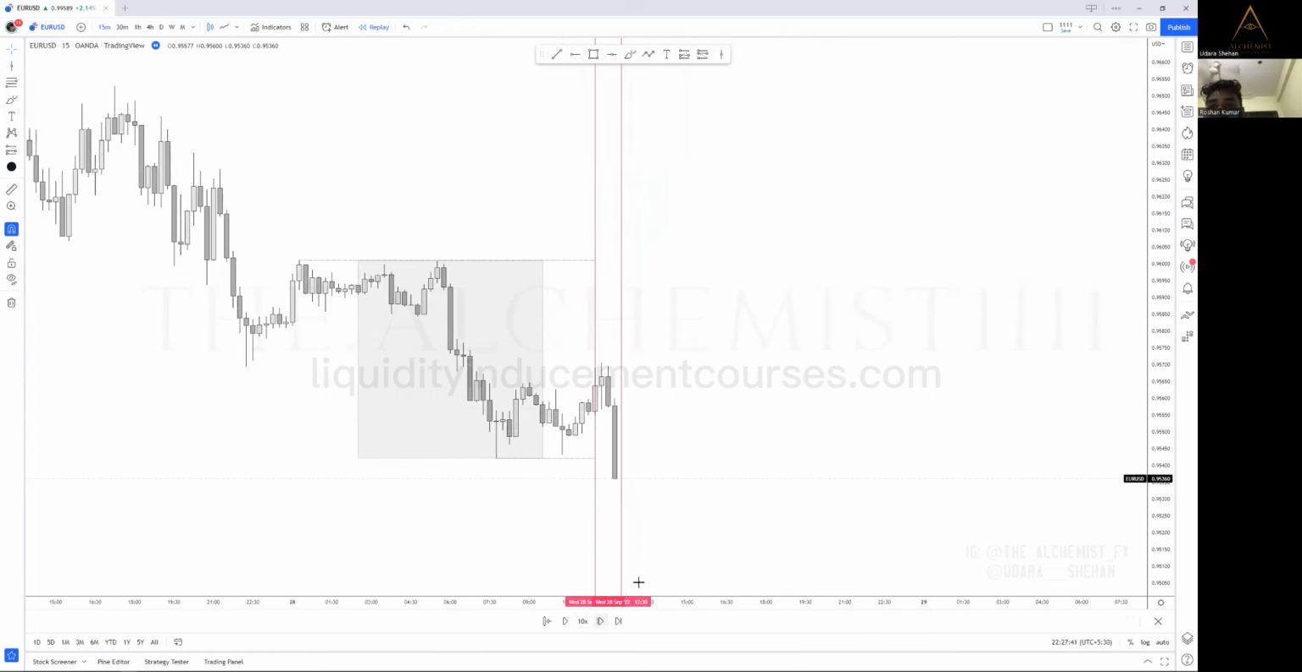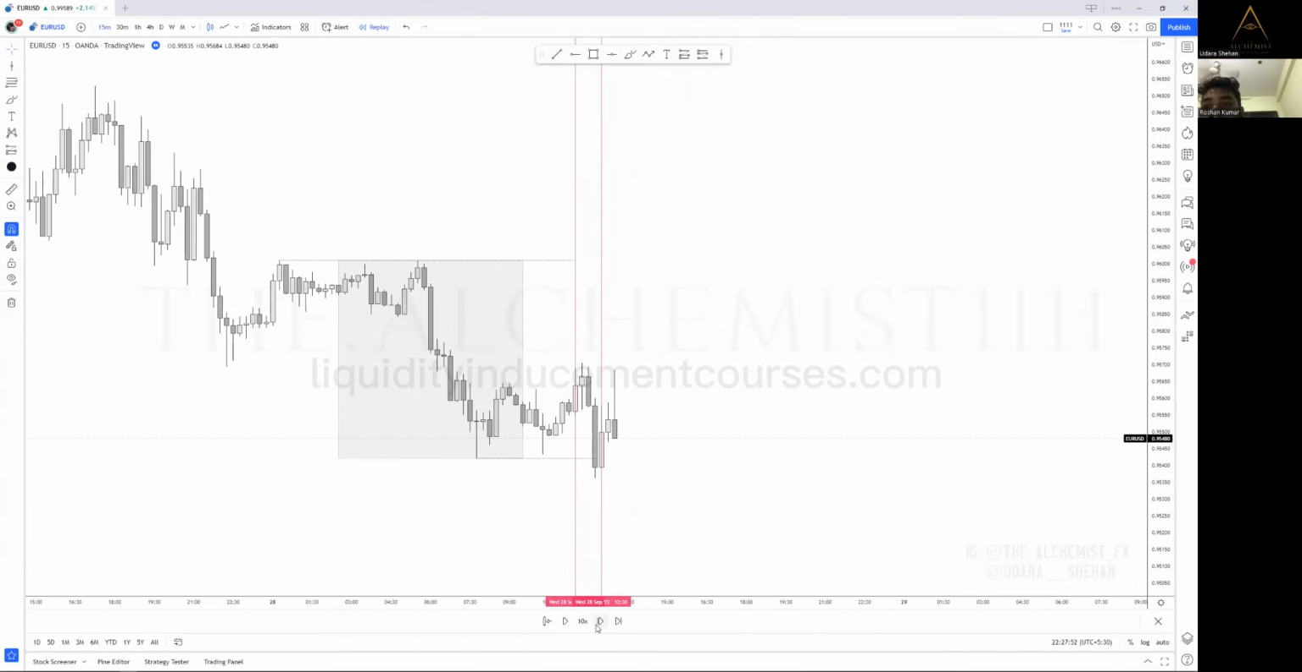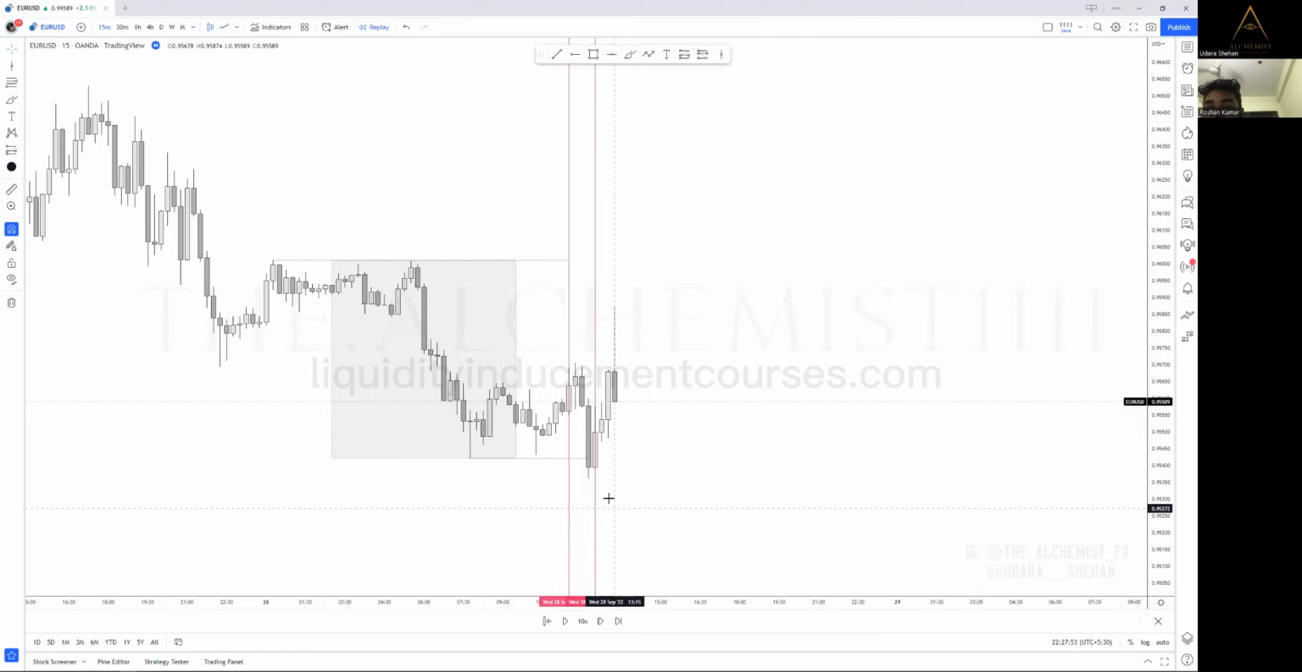There it comes down. It manipulated the Asian low, but can I buy it here? No, right? Who knows if it wants to come somewhere on here? I do not know, so I'll wait. Okay, there we get the break. Can you see that? Right at London Open, it created a strong low. So we get the breakout structure right here.